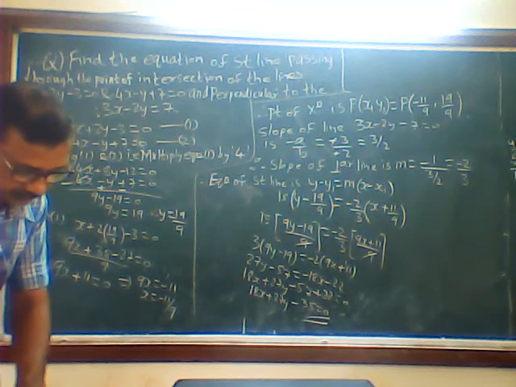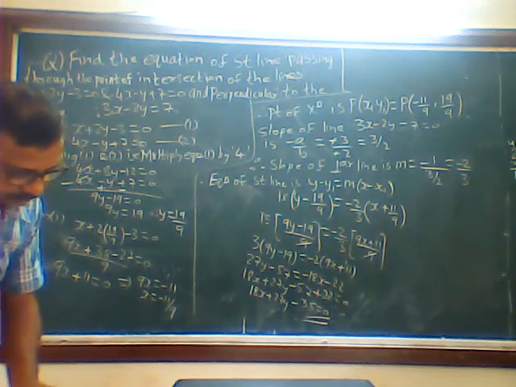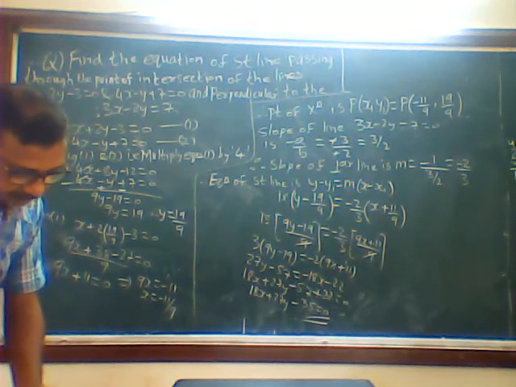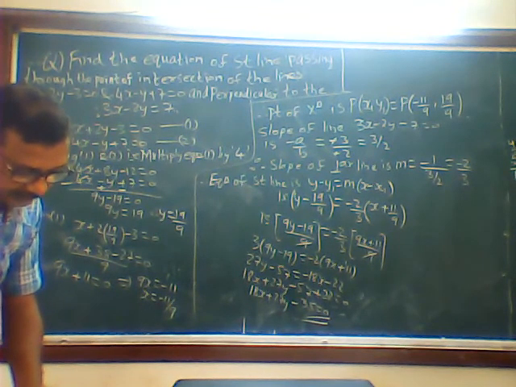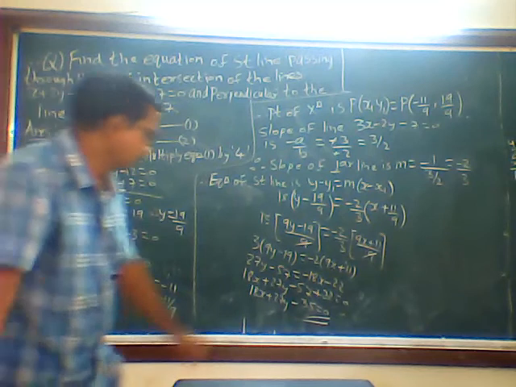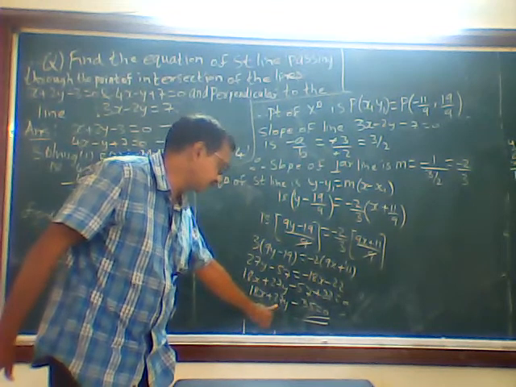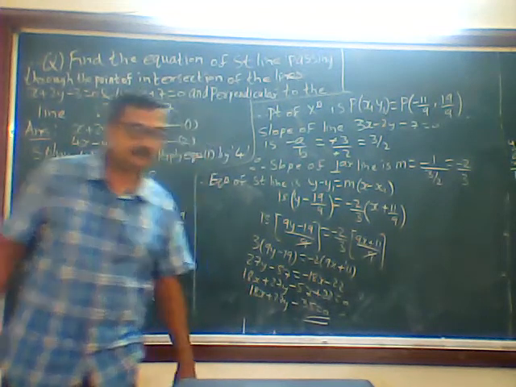Okay, I will check the answer. Yes, 18x plus 27y minus 35 is equal to 0. That is the answer.